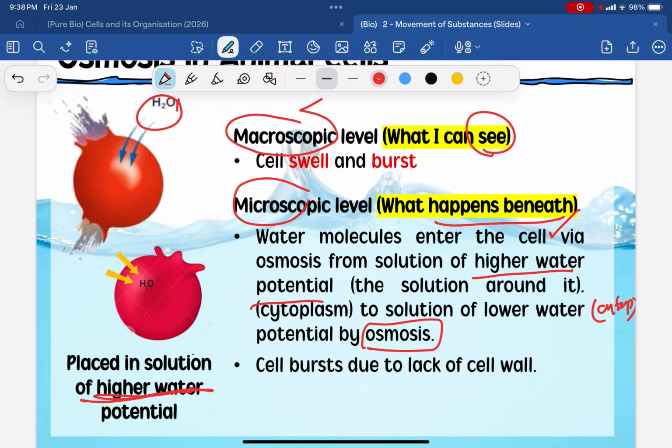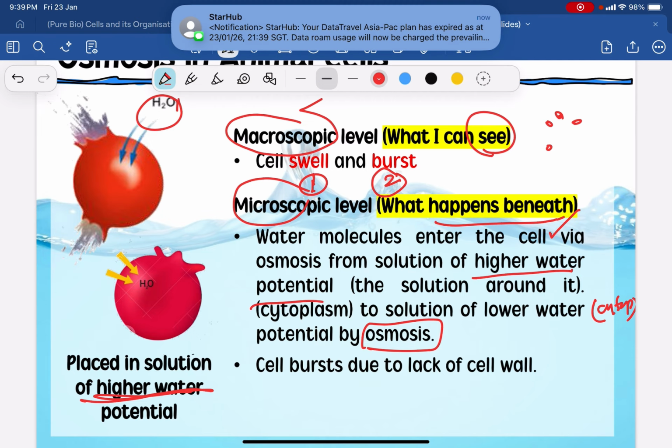by osmosis. Ultimately, the cell will first swell. Important to note that. Number two, then they will finally burst. These two diagrams here show you a very nice diagram of the cell about to burst. In fact, when the cell has burst, you probably only see fragments like this.